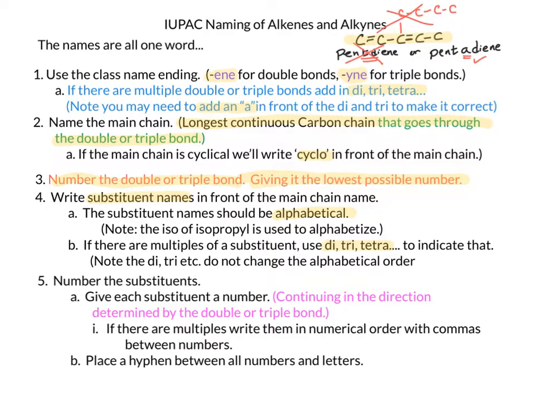And finally, we number those substituents, giving each substituent a number. We're going to continue in the direction that was determined earlier by the double or triple bond. That double or triple bond has priority and determines the direction. We no longer look at the total. And finally, if there are multiples of those, we always put commas between the numbers and hyphens between numbers and letters.